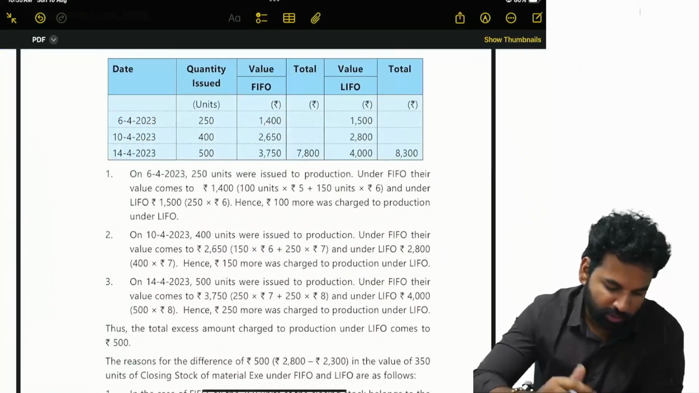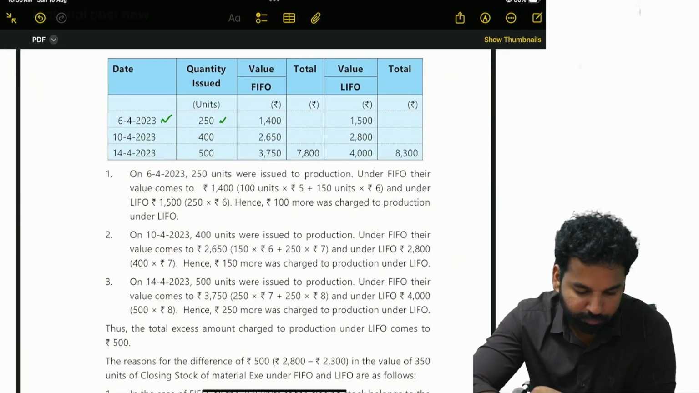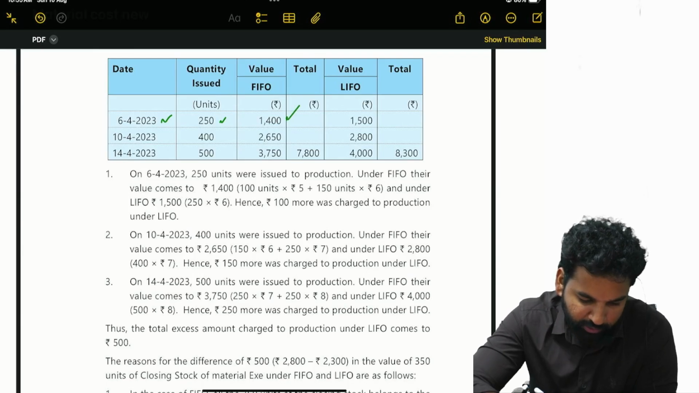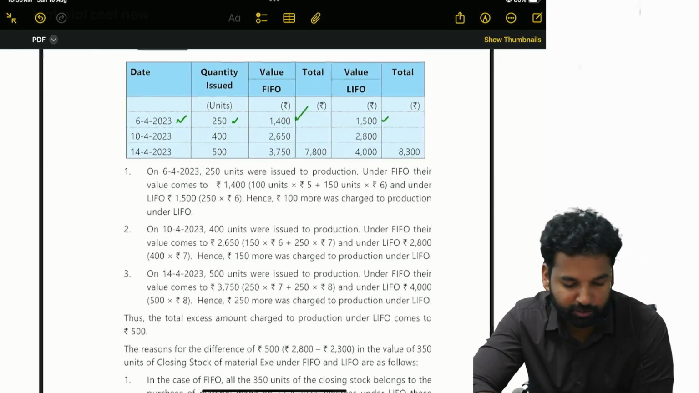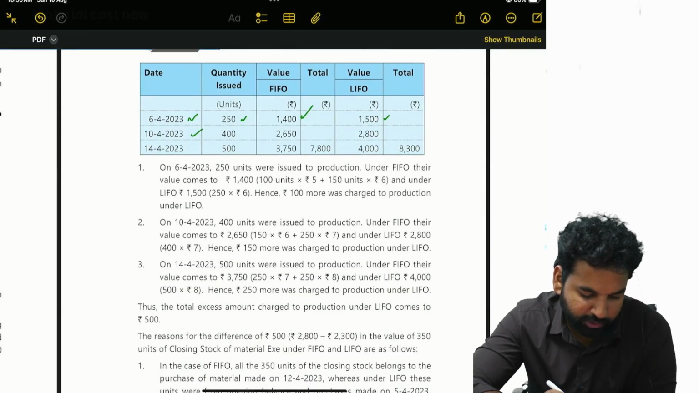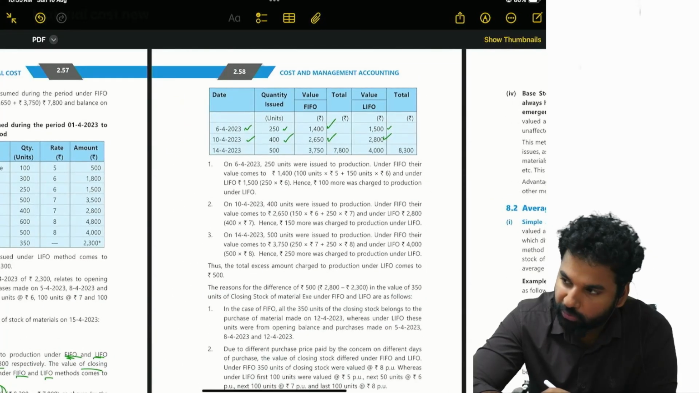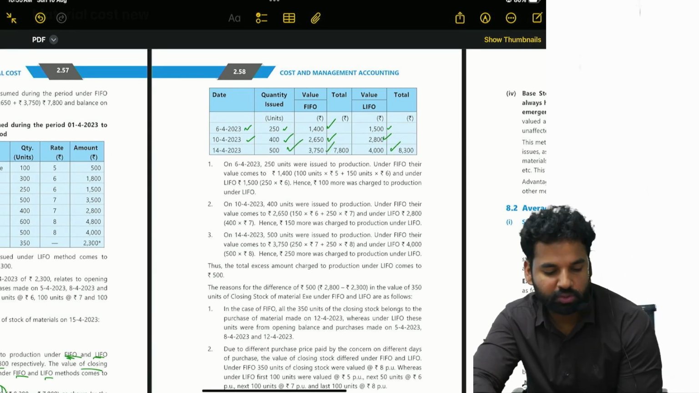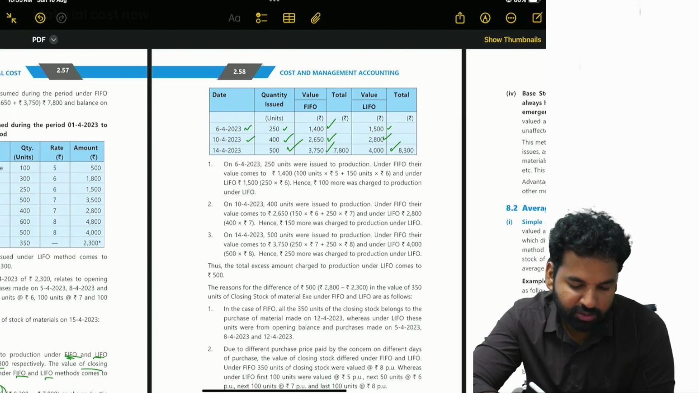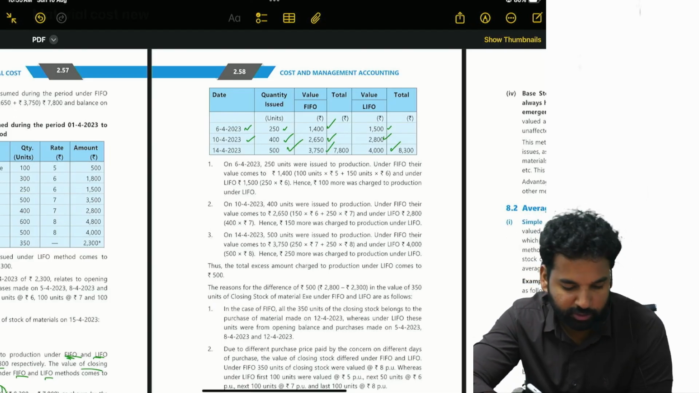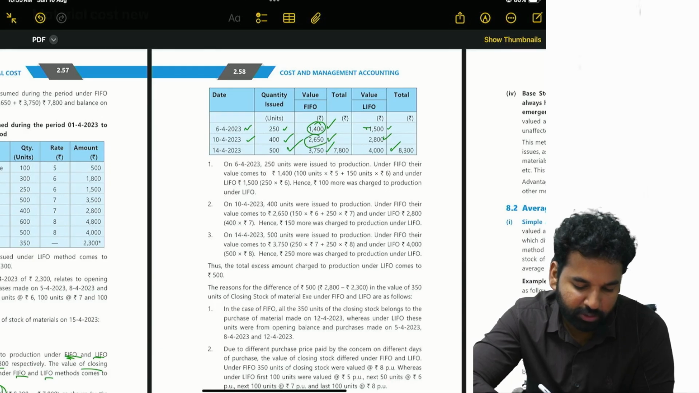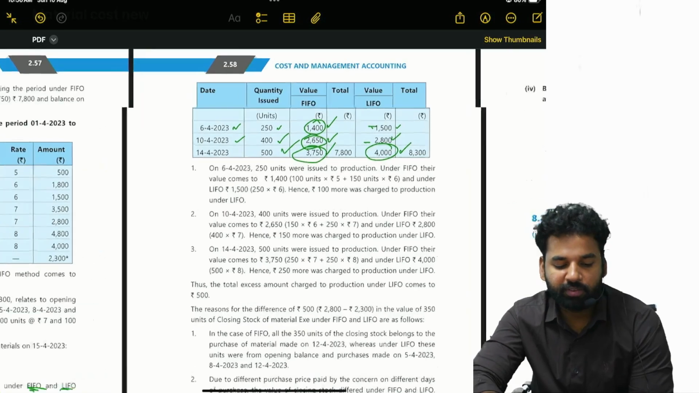On 6/4/23, 250 units issued. Under the FIFO method it is 1400, under the LIFO method it is 1500. On 10/4/23 it is a 400 issue. 2650 is the cost under FIFO, under the LIFO method 2800 is the cost. On 14/4 also, 500 units issued: 3750 is the cost, under LIFO 4000 is the cost. So in all the cases under the LIFO method the prices are higher. See here 1400, here 1500, here 2650, here 2800, here 3750, here 4000. So these are the differences.